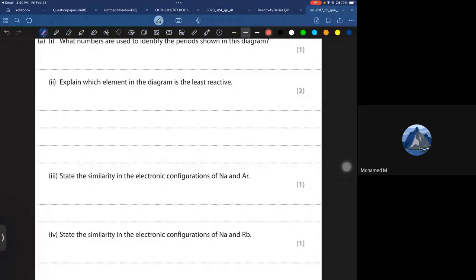So how can I state the similarity in the electronic configurations of sodium and argon? They are in the same period though. No, they are not in the same period. Otherwise, they would be having the same number of shells. The electronic configuration of argon has 3 shells, and sodium also has 3 shells. You can see sodium is 11: in the first 2, in the second 8, in the third 1.